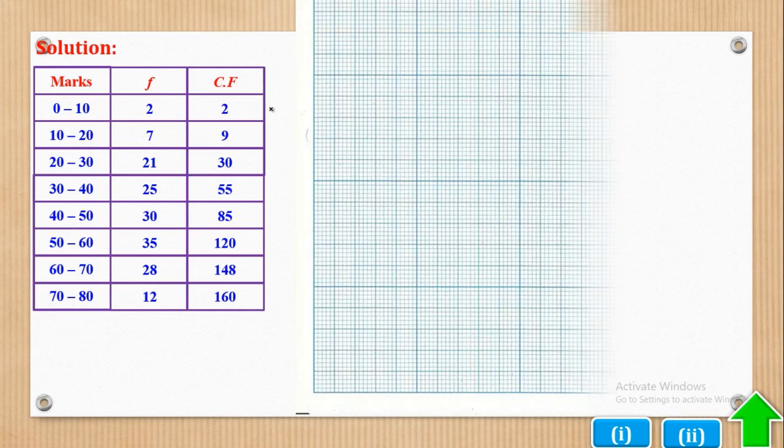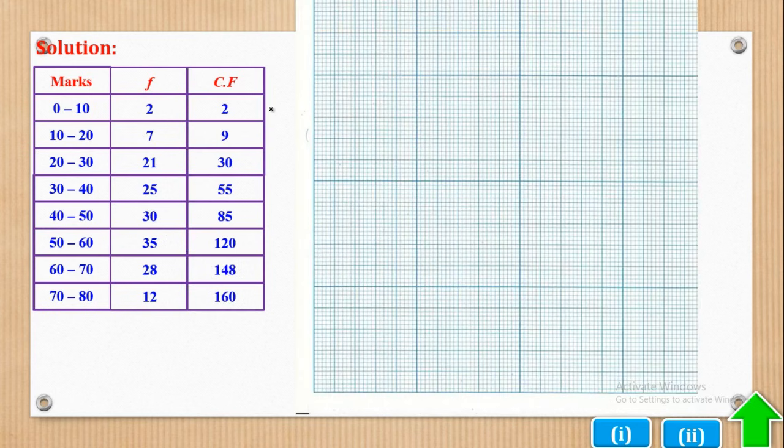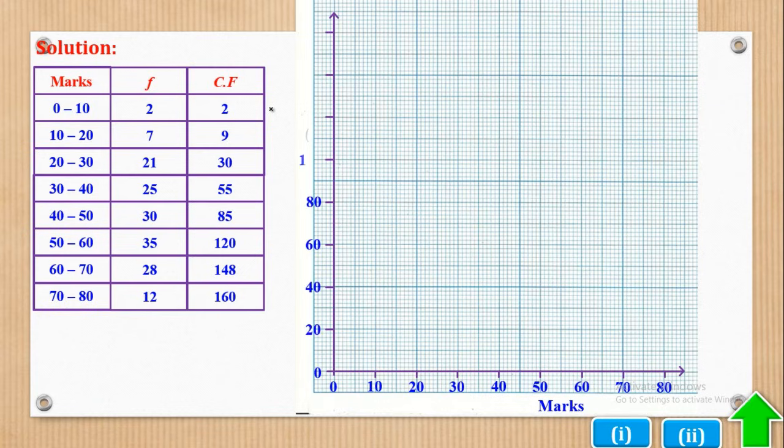So you need a graph paper. Then draw the horizontal axis and vertical axis. Then put a scale on your horizontal axis and label it. Do the same for the vertical axis and label it. Okay, the next is to plot.